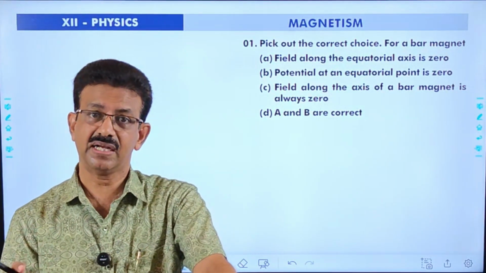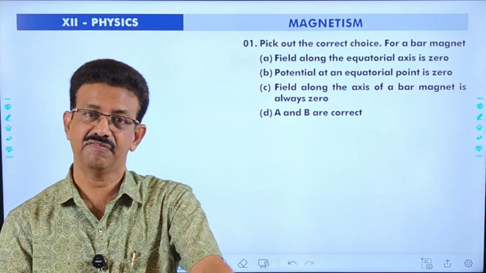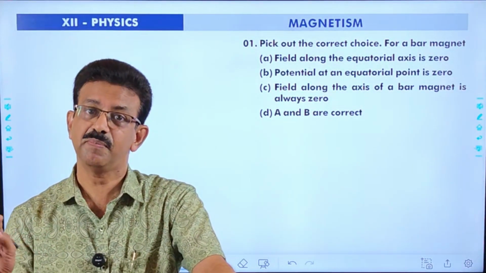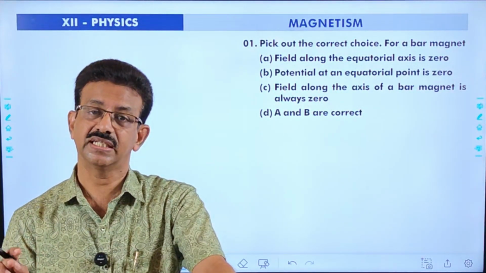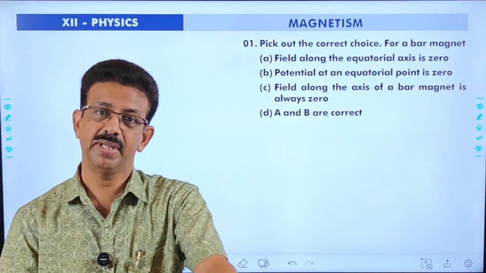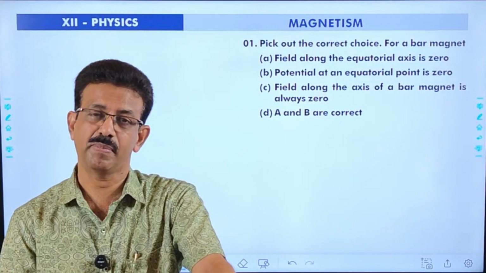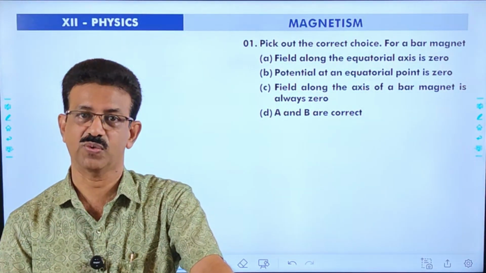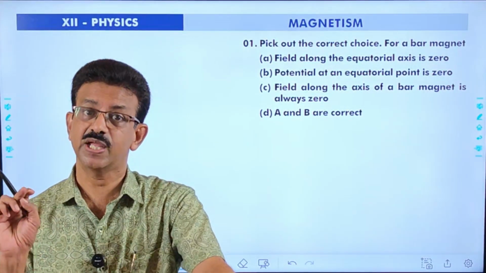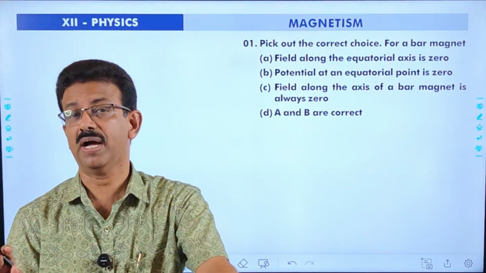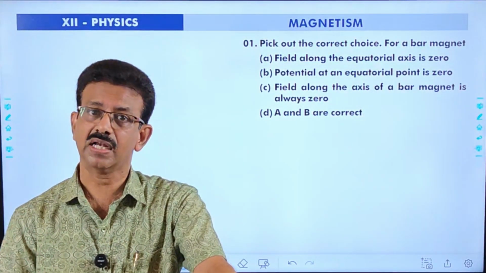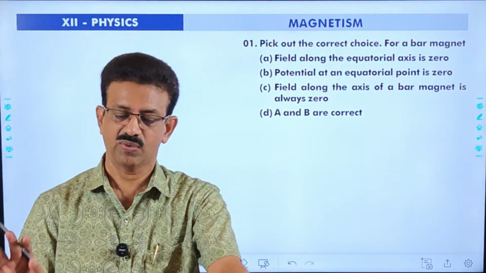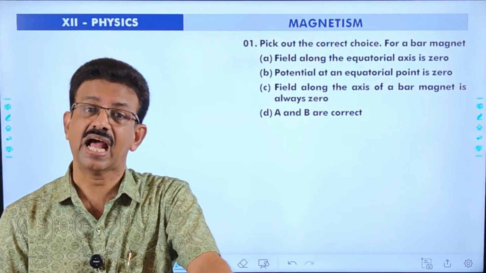And if the bar magnet is not short, that is, if its length is considerable compared to the distance of the point, the flux density at an axial point is B = μ/4π · 2pr/(r² − l²)². And the flux density at an equatorial point is μ/4π · p/(r² + l²)^(3/2). Now, the question is, pick out the correct choice.